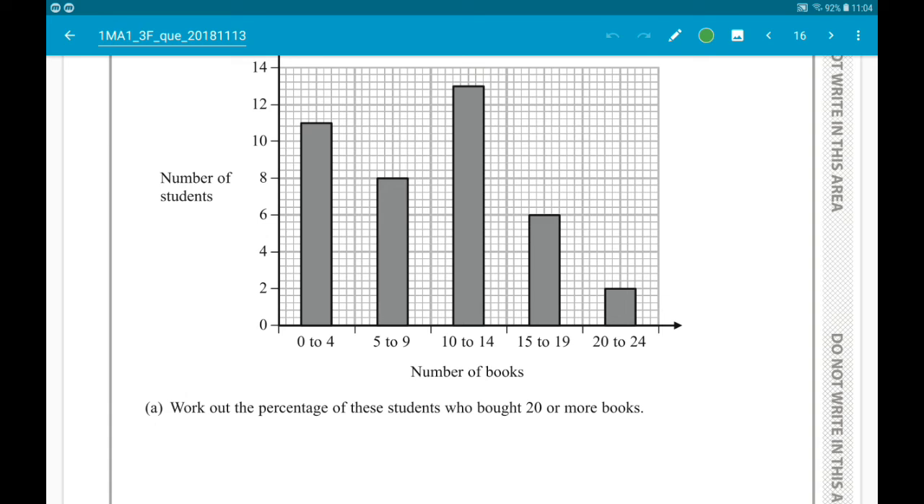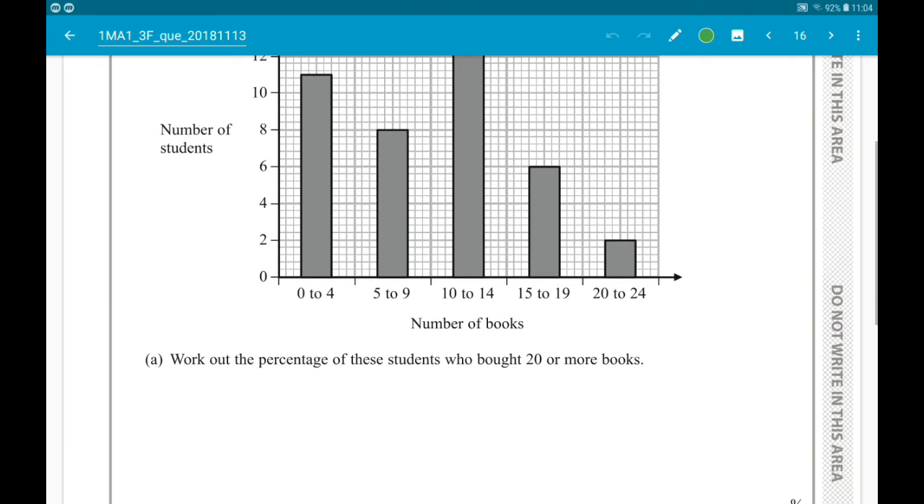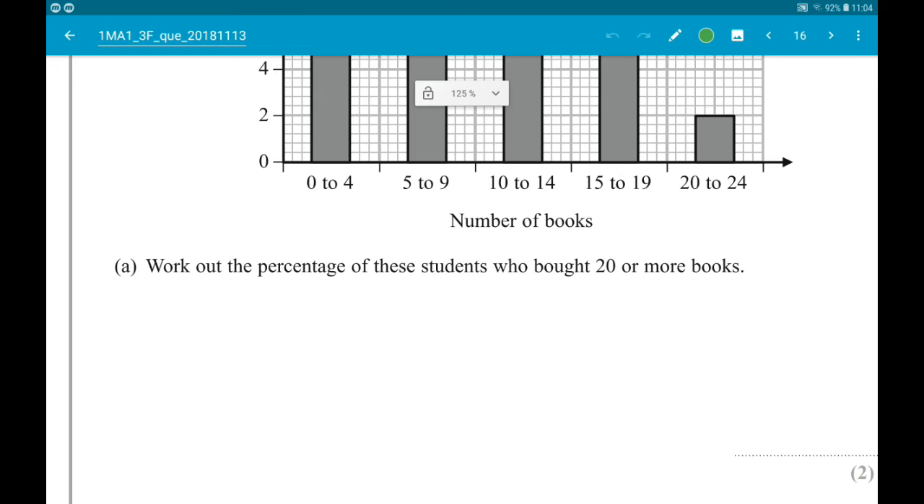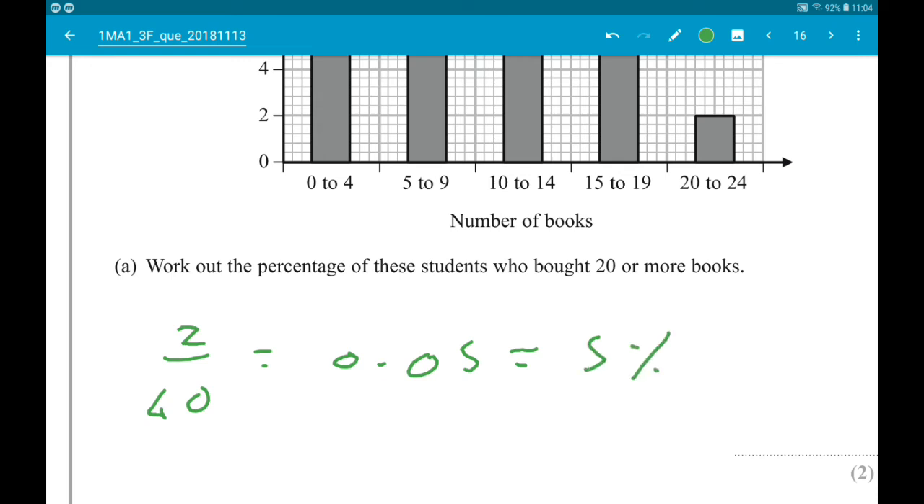So if we look along the bottom, we got 0 to 4, 5 to 9, 10 to 14, 15 to 19, 20 to 24. So we only care about 20 to 24. So if we look at the frequency of that, it was 2. So as a fraction, it's 2 out of 40, which is 0.05, which is 5%.